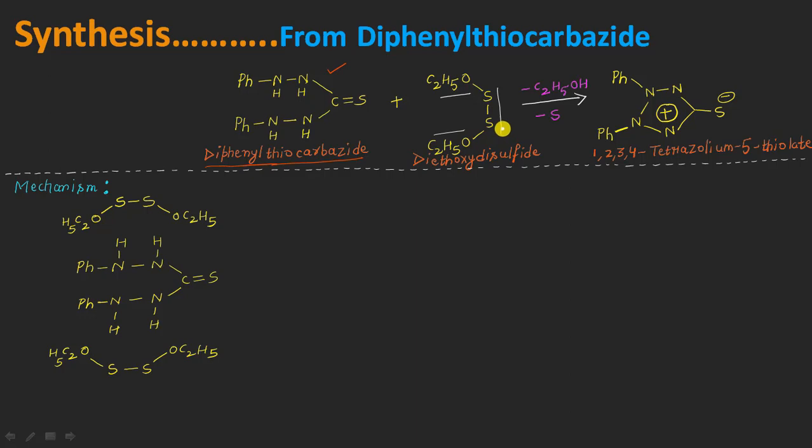So in this reaction, the elimination of four molecules of ethanol and four elemental sulfur results in the formation of our required mesoionic molecule, which is this, right? And the mechanism is something like this here. I have shown this diphenyl thiocarbazide molecule here, and here is the first molecule of diethoxy disulfide, and here you can see the second molecule of the diethoxy disulfide.